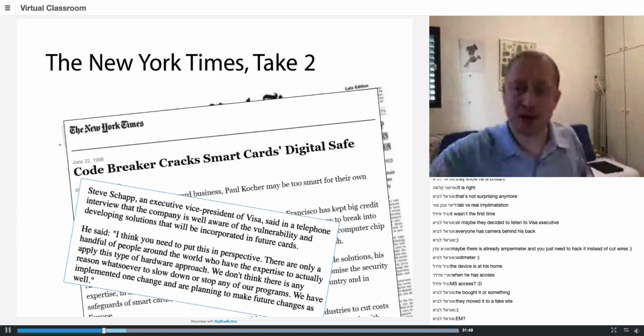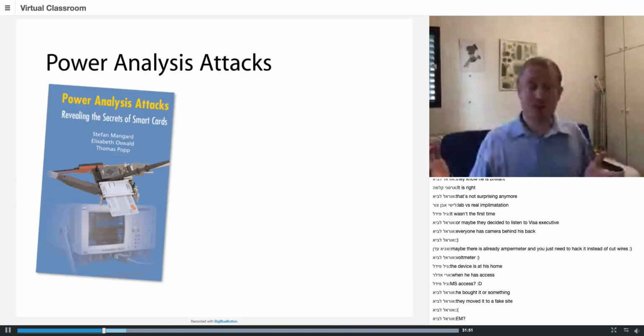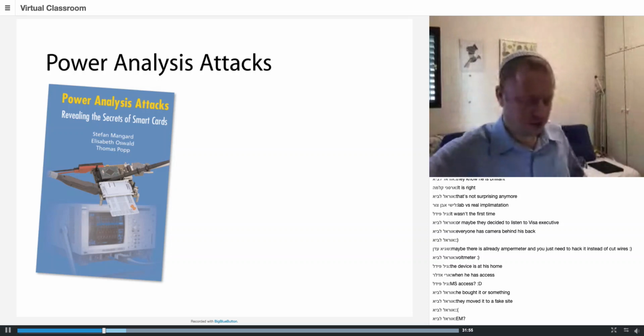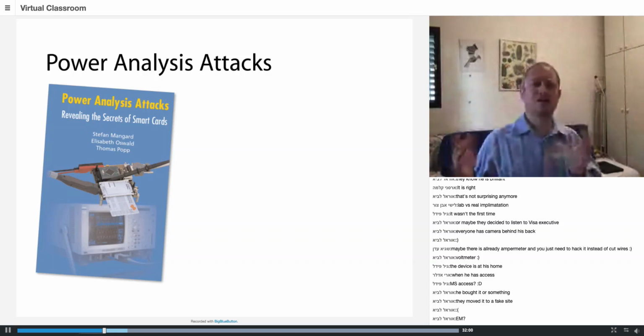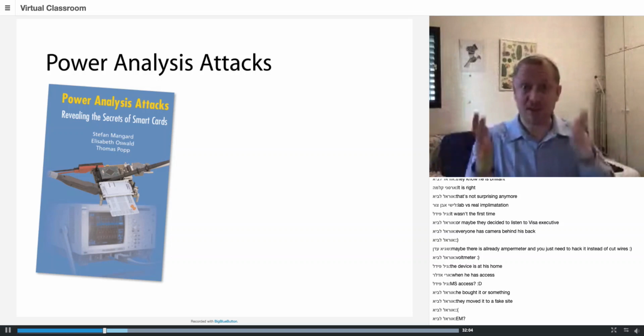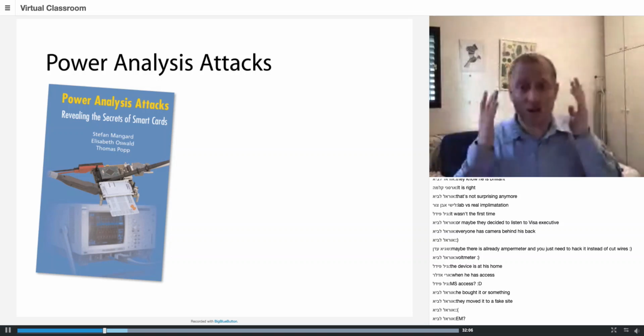Using the book I have, which is called Power Analysis Attacks. Very nice book, and you know how to get it. I told you, you just go to the university's library catalog and type in Power Analysis Attacks, and you can get the PDF. You don't even have to pirate it. It's so nice. You don't even need a proxy.